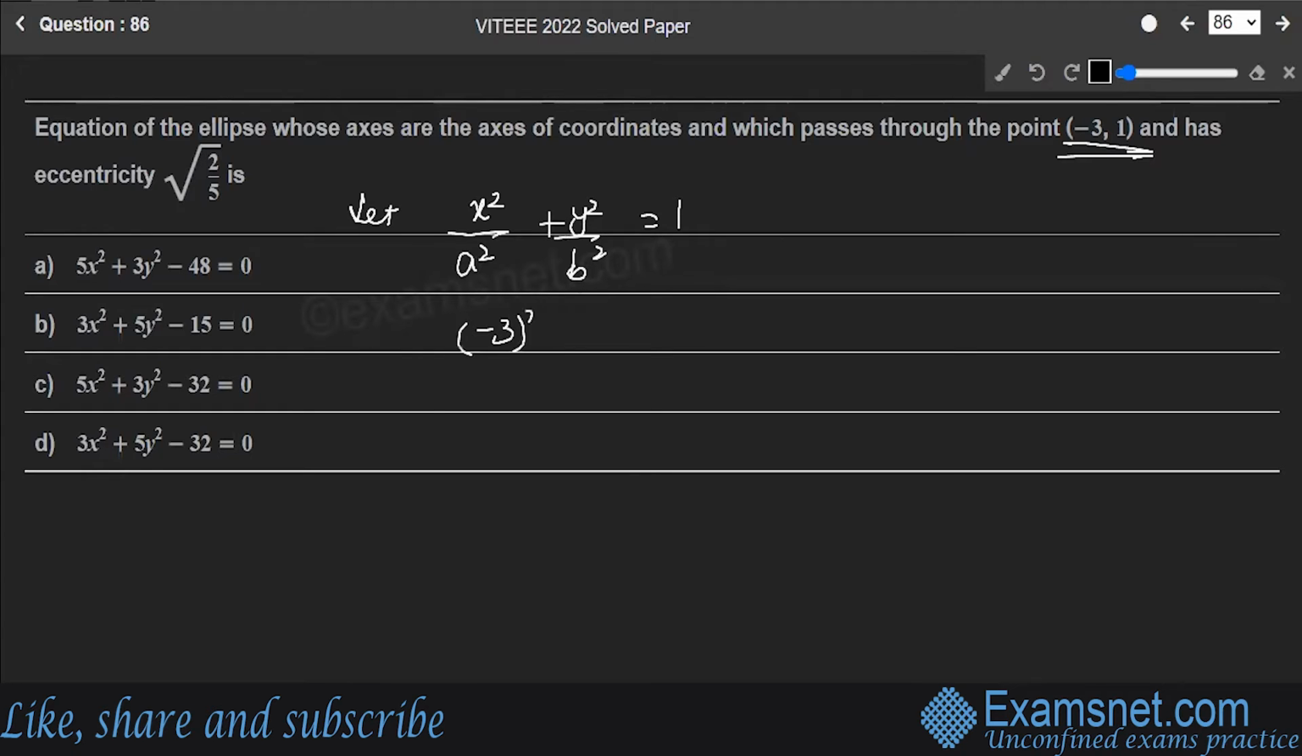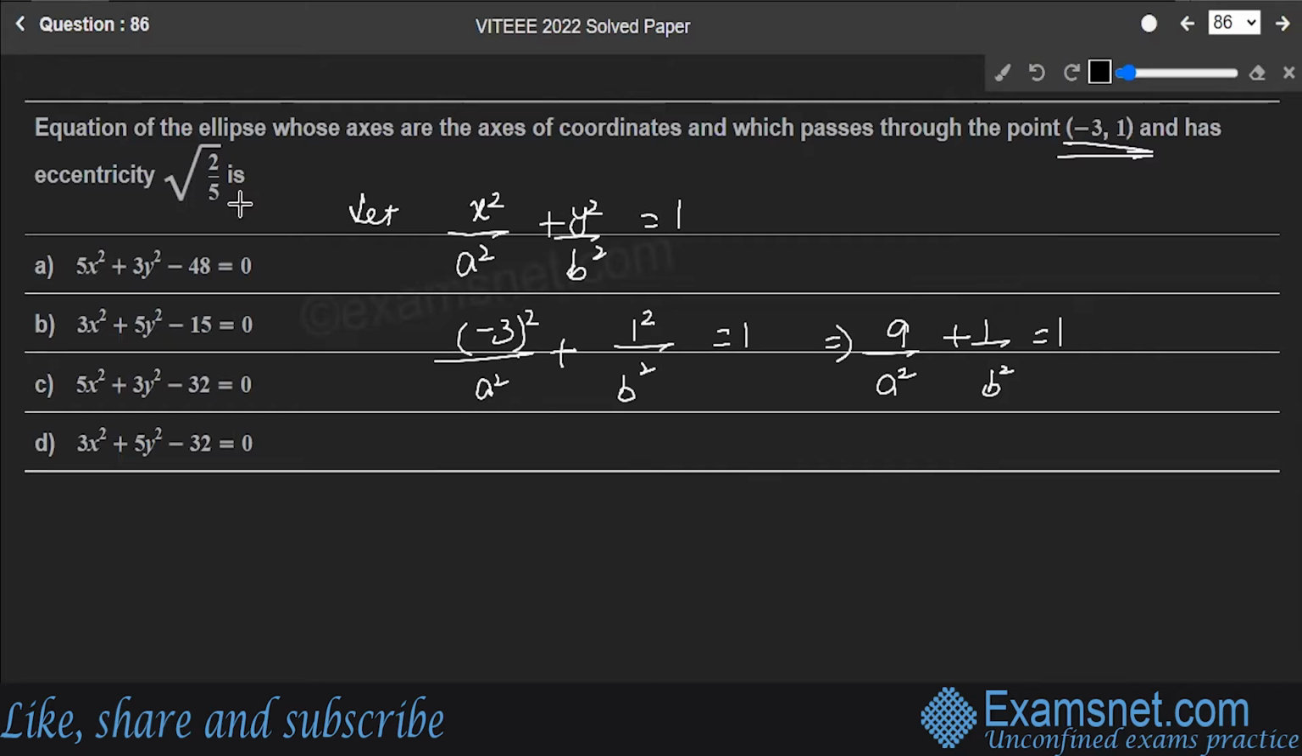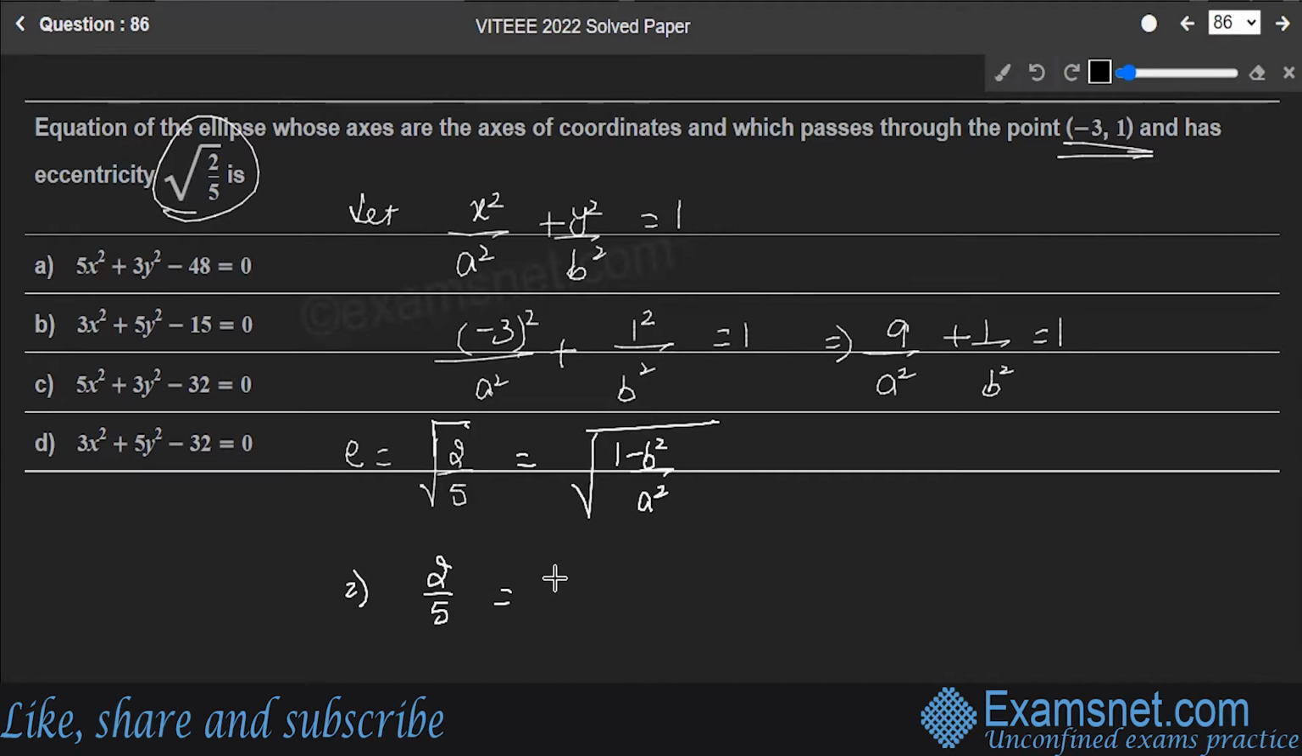Therefore, it can be written as (-3)² upon a² plus 1² upon b² is equal to 1, or this gives me 9 upon a² plus 1 upon b² is equal to 1. Okay. Now, second thing, you are given the eccentricity. The eccentricity formula is equal to root of 1 minus b² upon a², which gives me 2 by 5 is equal to 1 minus b² upon a², or b² upon a² is equal to 3 by 5.